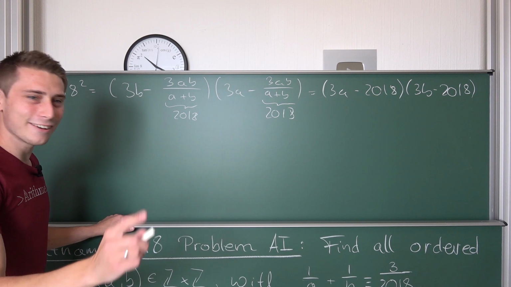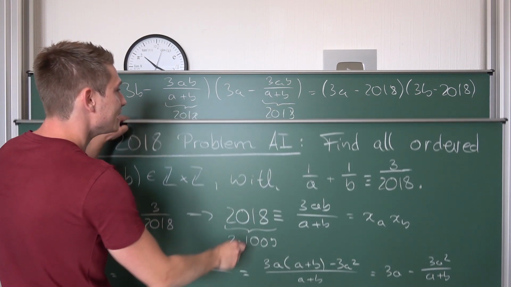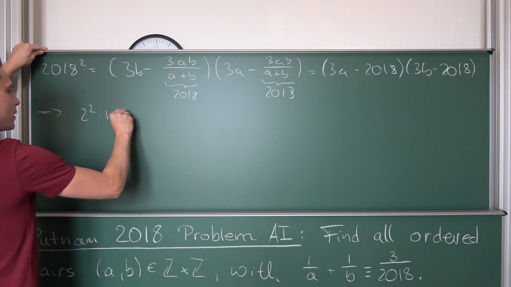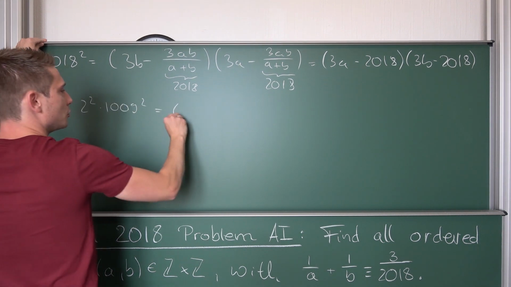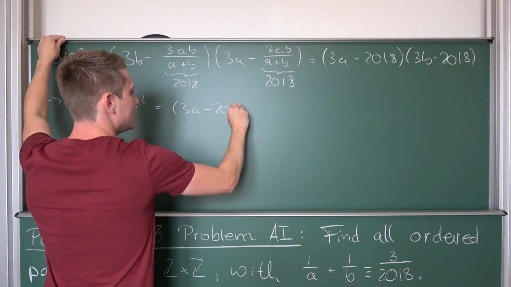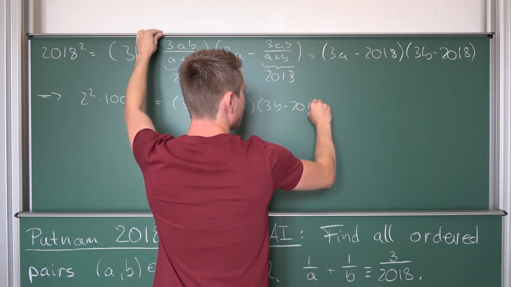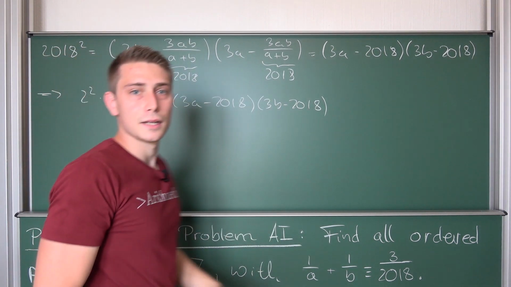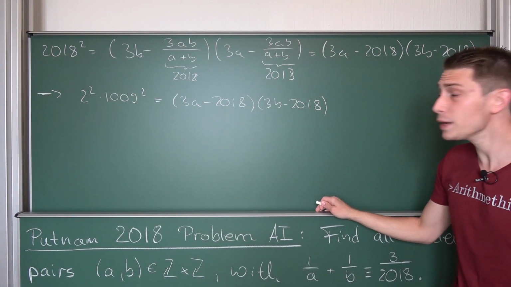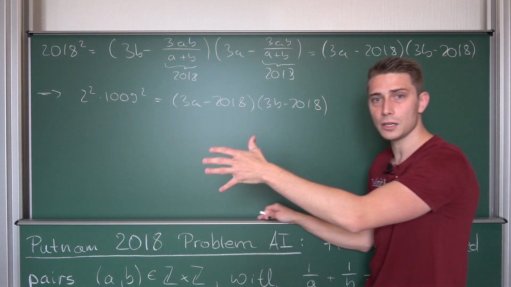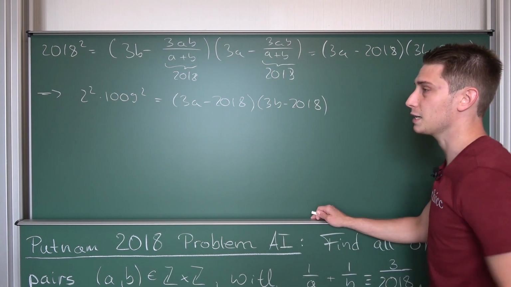And now don't forget how we can decompose 2018. 2018 is thus nothing but 2 squared times 1009 squared, being equal to 3a minus 2018, and then times 3b minus 2018. And thus, the deal is basically settled. All we need to do now is compute each and every part in here. What computation means, I'm going to explain in a second.